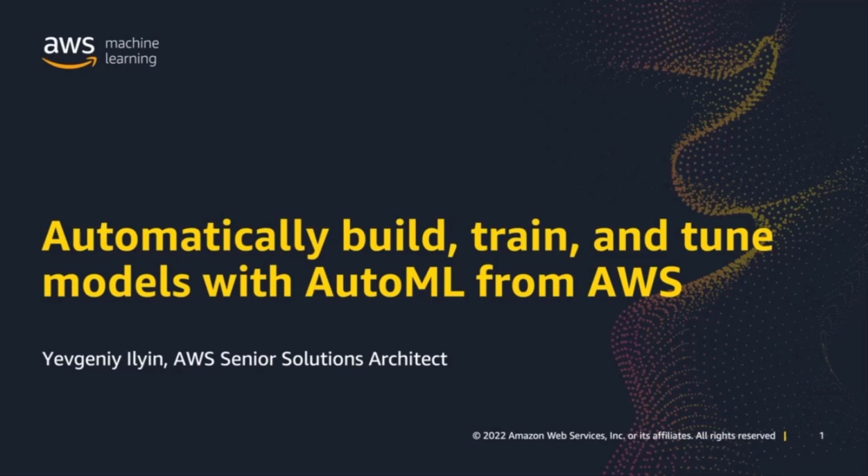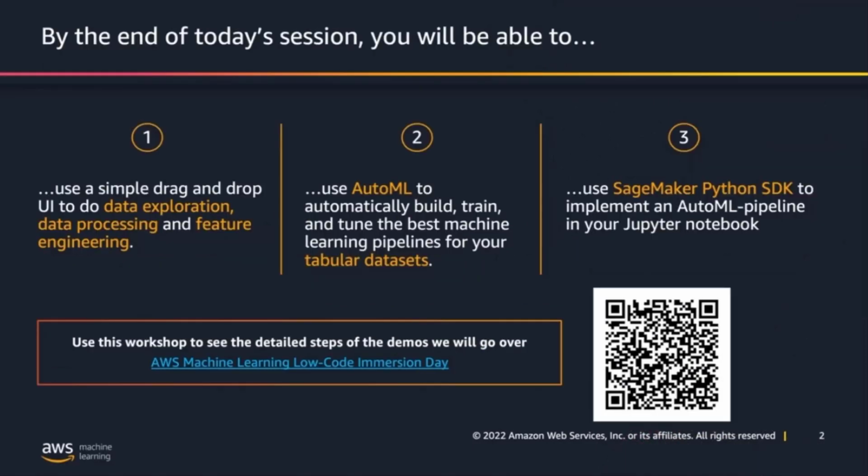So first of all, we see and we learn how to leverage a very simple drag and drop UI to do data preparation and feature engineering called Data Wrangler. And I explain later why Data Wrangler could be very important for you, even if you use AutoML from AWS. The second thing we're going to learn is how to use Amazon Autopilot to build machine learning pipelines for your tabular data and do it completely automatically.